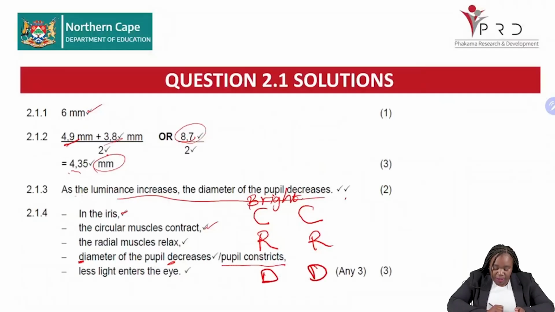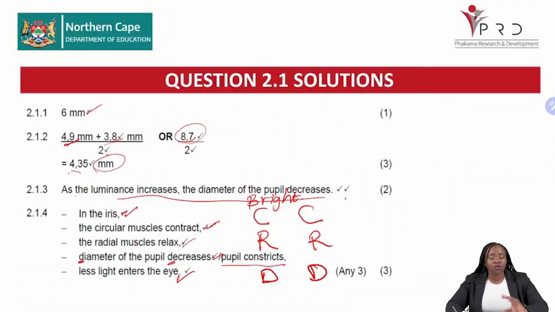Diameter decreases, and then what happens last? Less light will enter the eye. Obviously, you would already know that as the diameter becomes smaller, there isn't enough space for more light to enter. Therefore, the amount of light entering the eye would have decreased, and that is how you will score your 3 marks. Or you can even score more than 3 marks. So you have the first mark here, 1, 2, 3, 4, 5. So you can even get more than 5 marks.